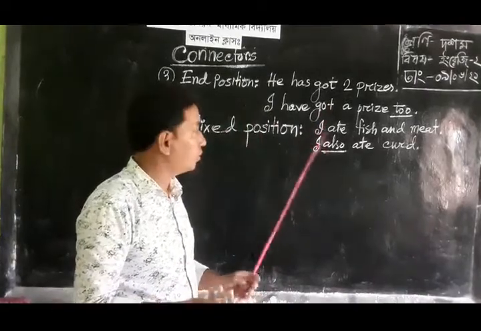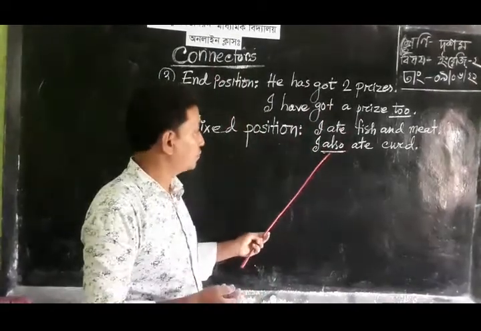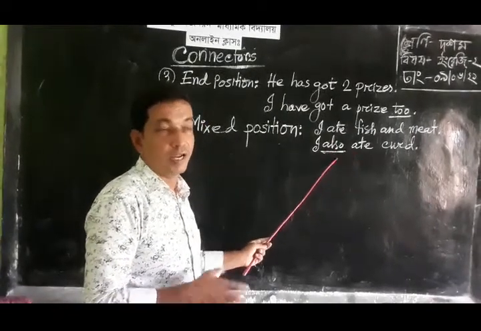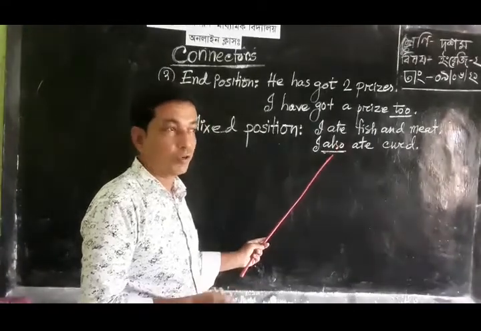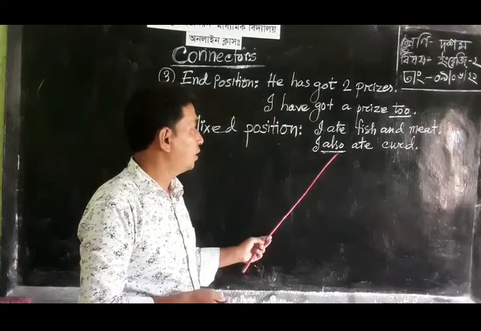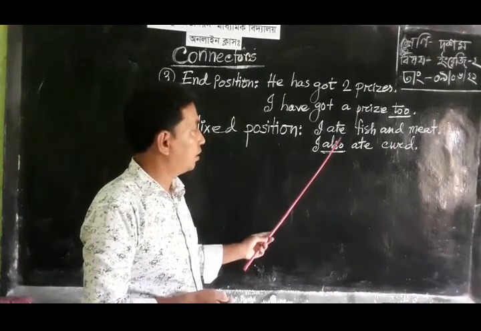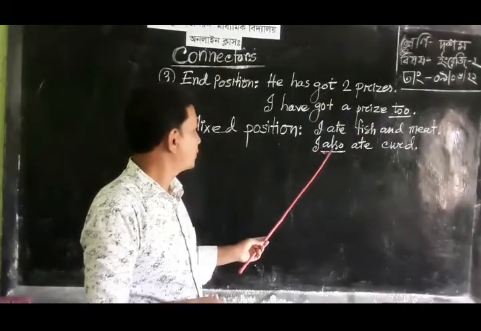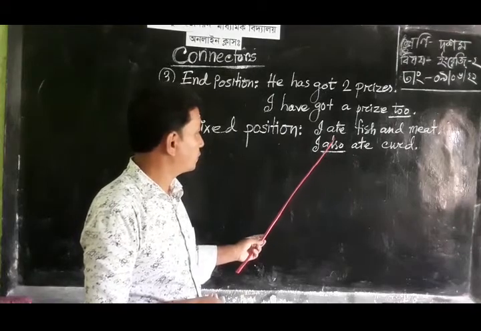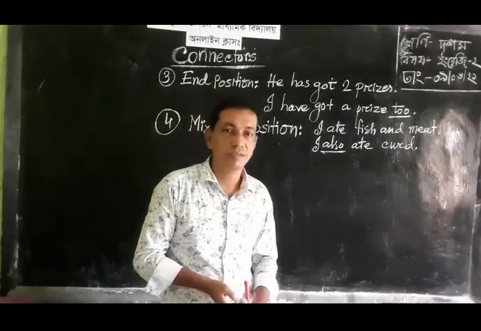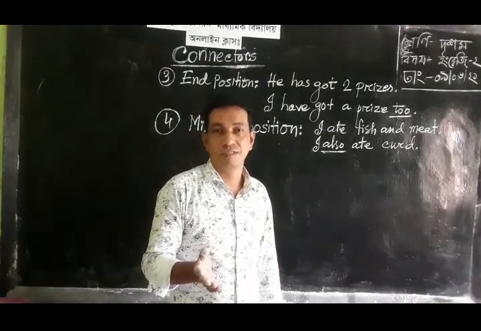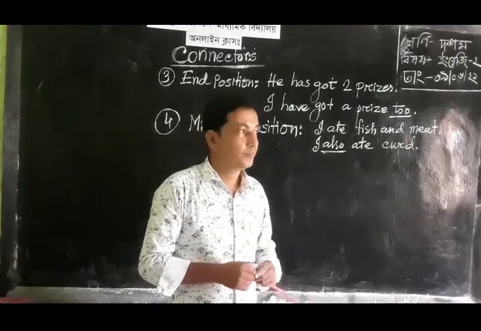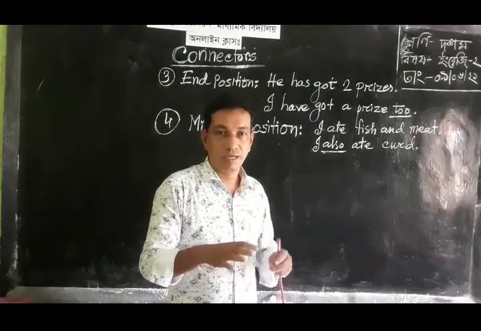We have known about the connector before. Also is a connector, and it sits not in the middle and not at first. So it is called the connector of mixed position, and it also links the sentence with another sentence. This kind of connector sits not at the very beginning of the sentence and not in the middle position of the sentence. It sits in the mixed position.